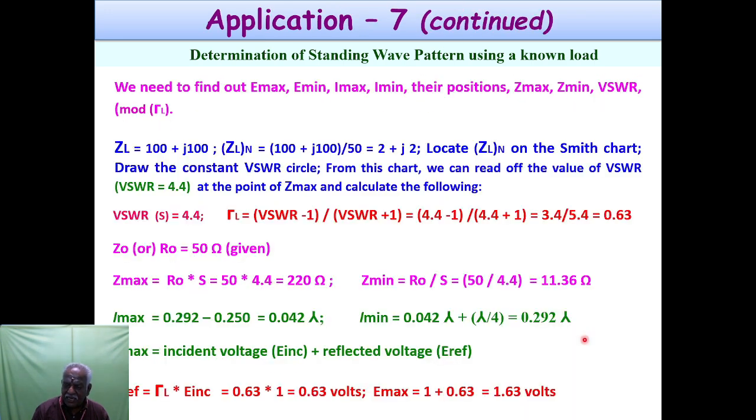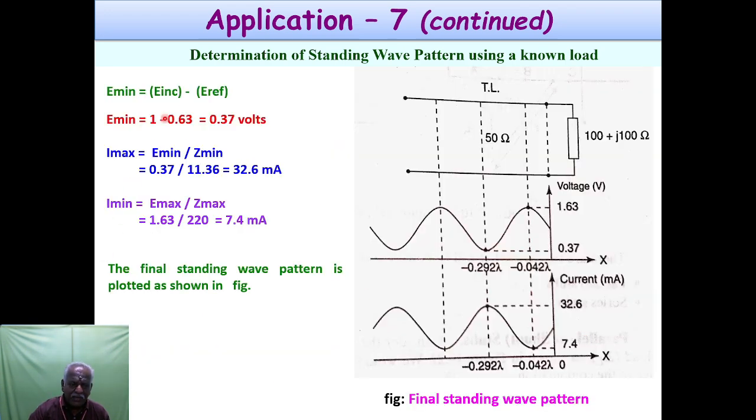The standing wave pattern is drawn in the next slide, I think. Yes, you will see. Then E minimum is equal to incident voltage minus E reflected, that is the minimum value. The incident voltage and the reflected voltage combine destructively. Phase difference is 180 degrees, so we have to deduct the reflected voltage from the incident voltage. So 1 minus 0.63 is equal to 0.37 volts, the E minimum voltage. So it is marked here.